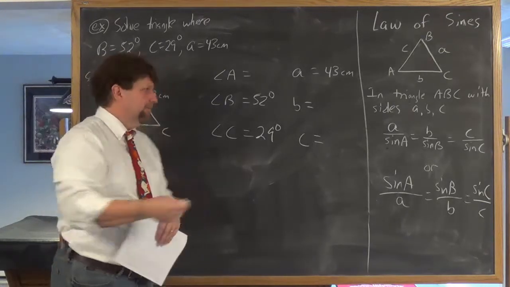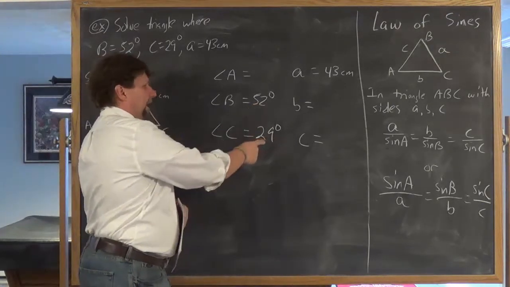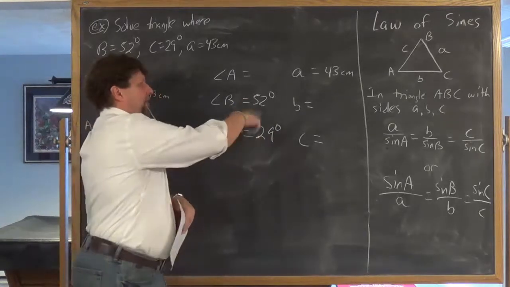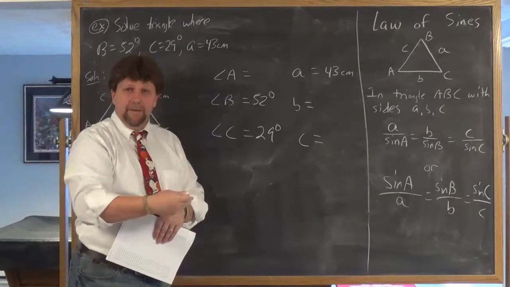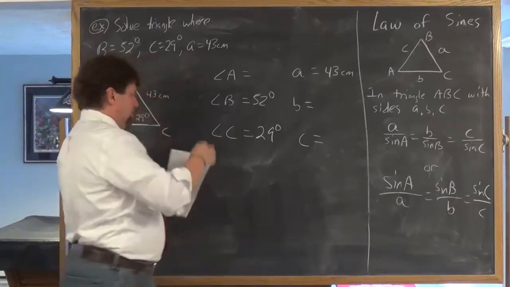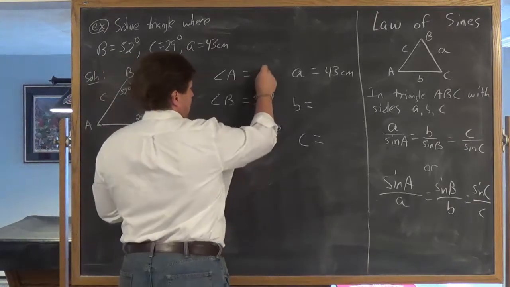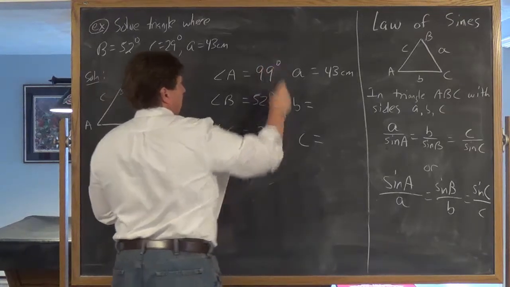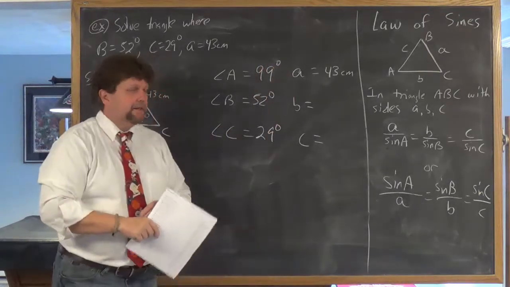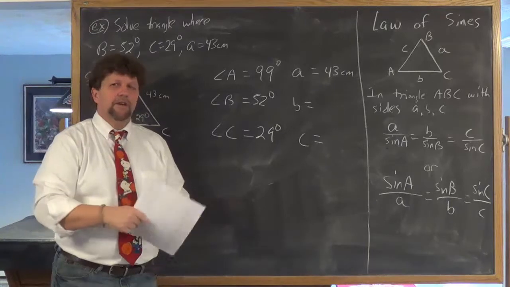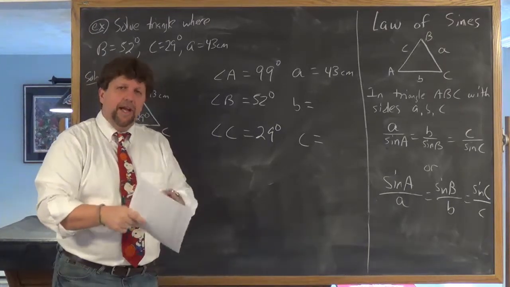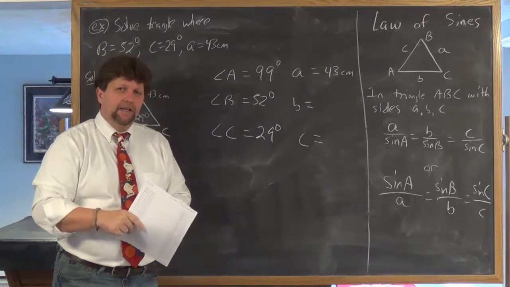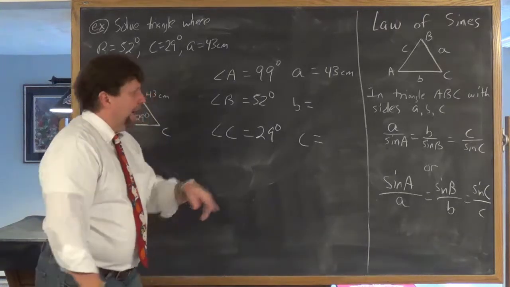So I would just simply add angle B and angle C together, and I think I get 81 degrees, and I would subtract that from 180 to get the measurement of angle A is 99 degrees. And see, that doesn't require law of sines or law of cosines. It doesn't require anything other than knowing that the 3 angles of a triangle add up to 180 degrees. All right, now check it out.